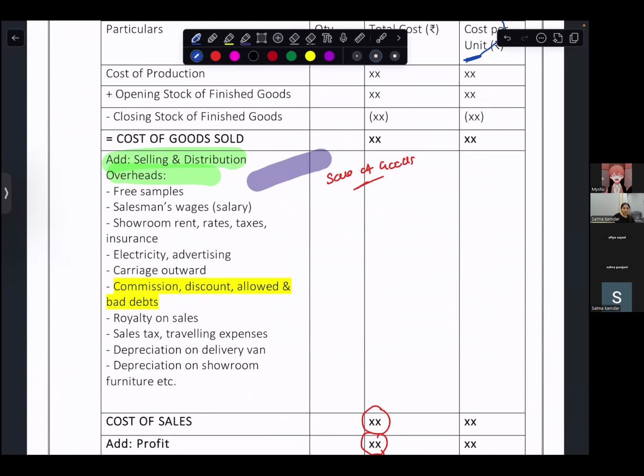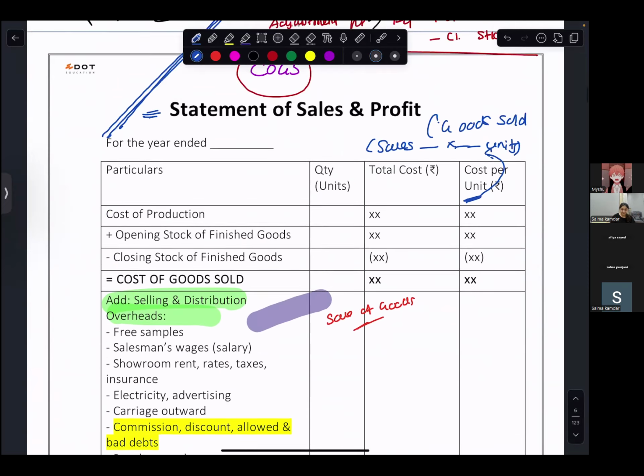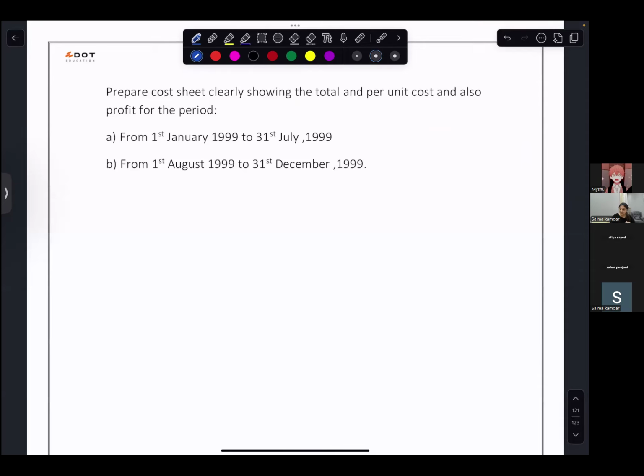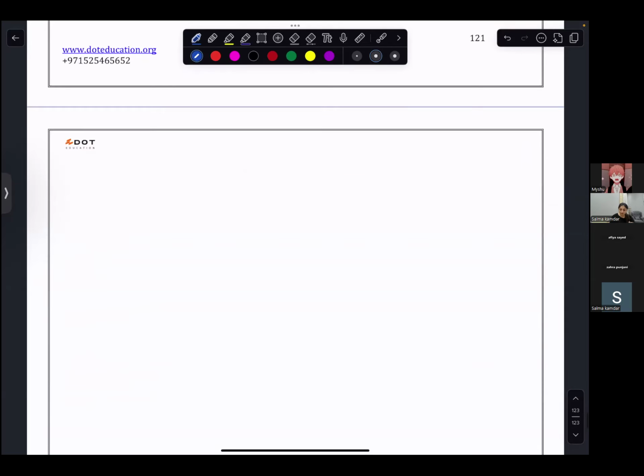Anything that helps you to sell your goods. Like you're giving somebody free samples, giving salesman salary, commission. You are paying for carriage outwards, transporting goods from showroom to the customer. Showroom rent, advertisement, showroom rates, royalty on sale, sales tax, traveling expense, delivery van, depreciation on showroom. This is all which expense? Related to sales and distribution.